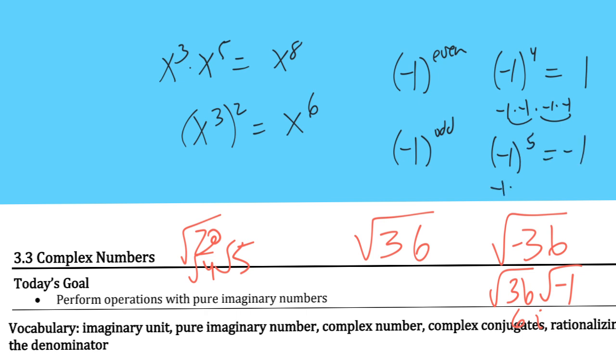Why? Well, the groupings make positive 1. And if you've got a negative 1 there, those make 1, and then times negative 1, it makes negative 1. So negative 1 to an odd power makes negative 1. Negative 1 to an even power makes positive 1. So those are a couple facts you need to hold on to as we're simplifying some of these imaginary powers, or i to higher powers.